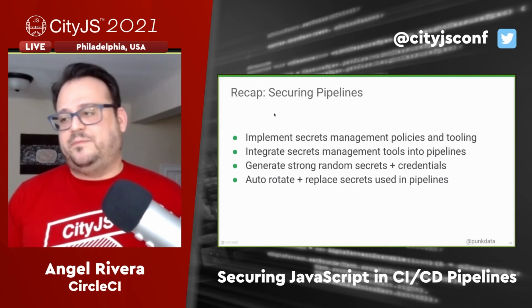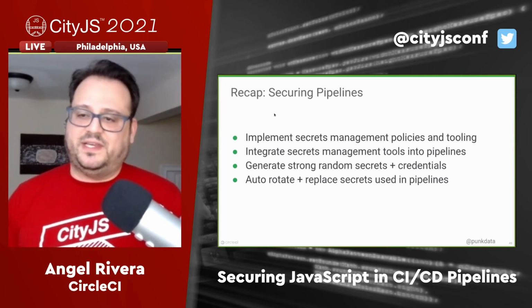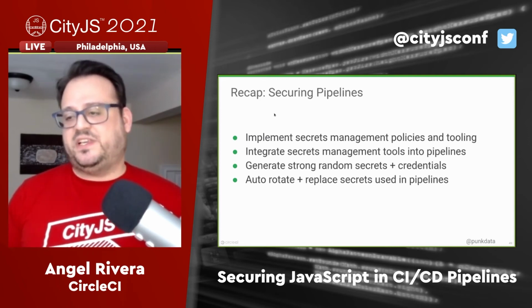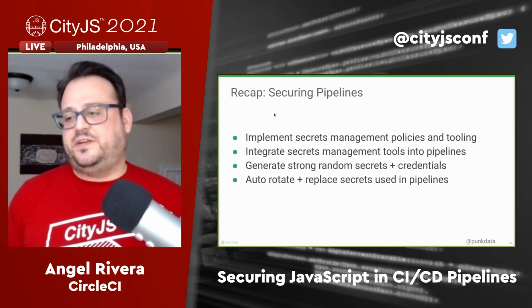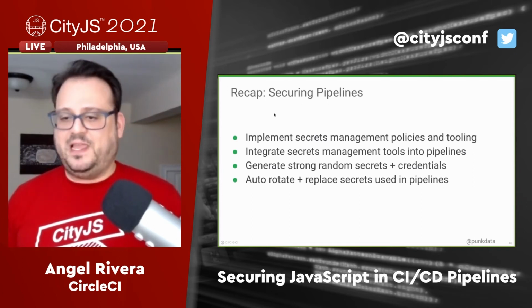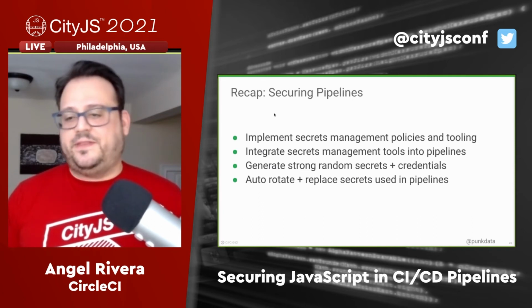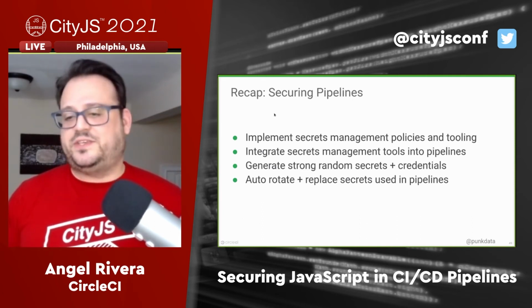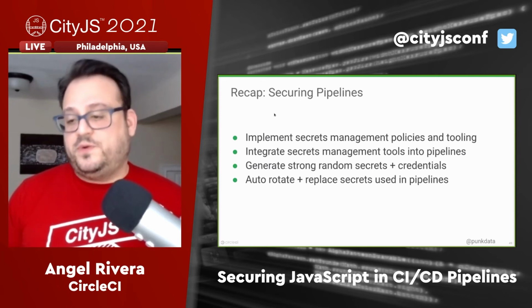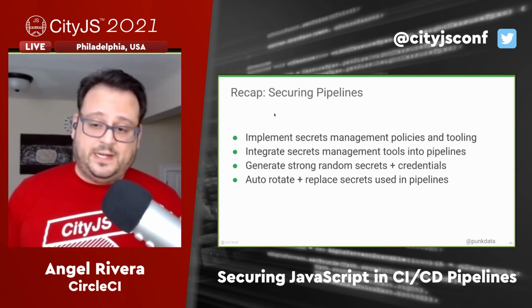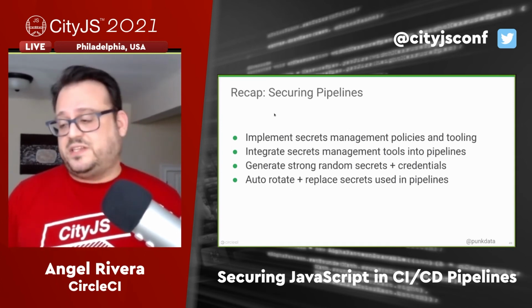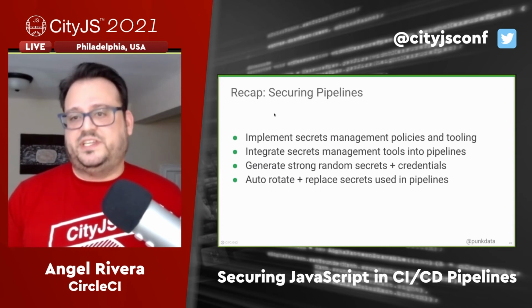Securing pipelines, the best advice I can give you is to implement secrets management policies and tooling, especially in that context where we're integrating into things. We want to make sure that the secrets we're using to gain access are as secure as possible. Integrate that secrets management tool and process into your pipelines. The benefits are that you're generating strong random secrets and credentials, and creating auto-rotation policies that can replace those secrets used in pipelines based off of whatever timeline or process you create for your organization.